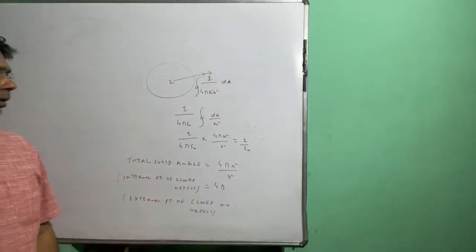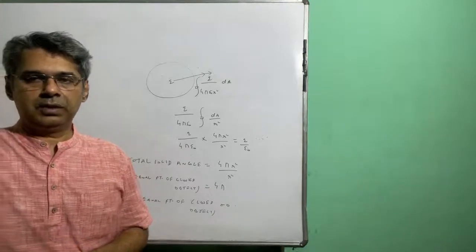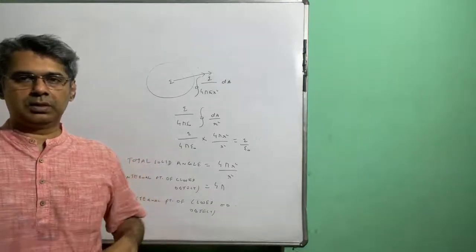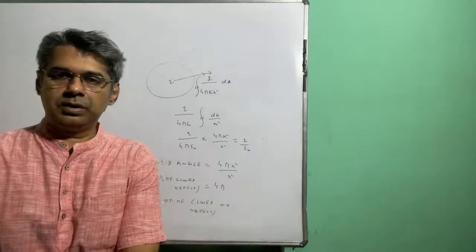So what is Gauss's law once again? If you have a closed surface, then the flux of the electric field through the closed surface is given by the enclosed charge divided by epsilon naught. So this is called Gauss's law.